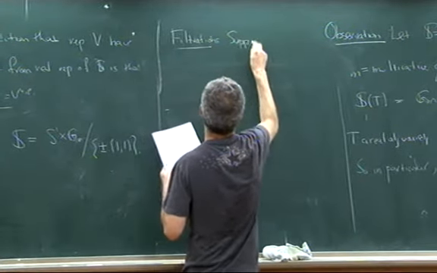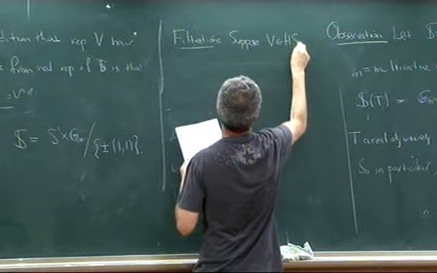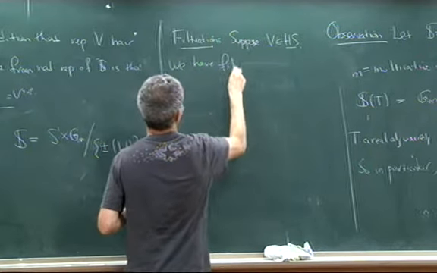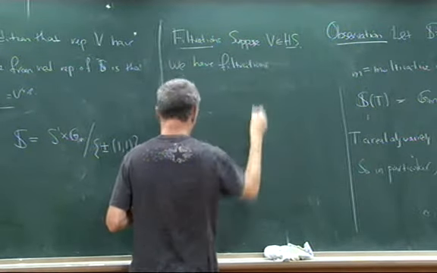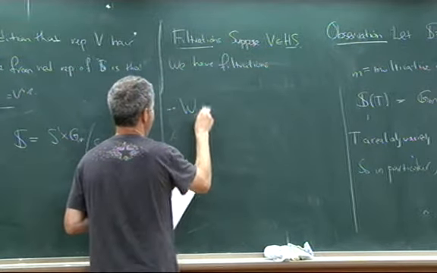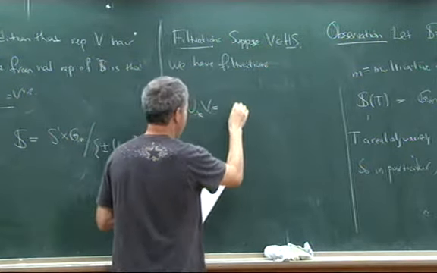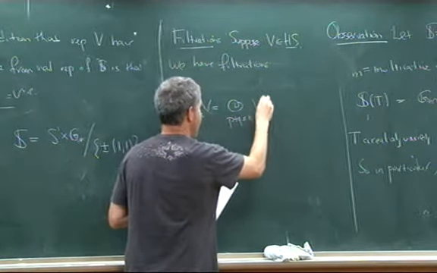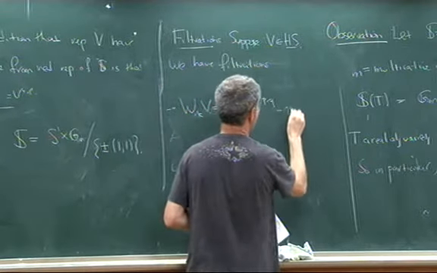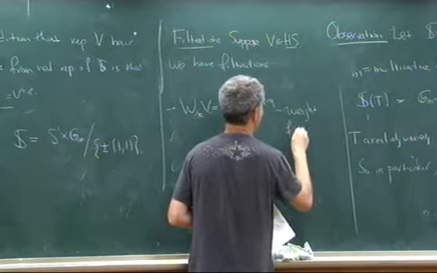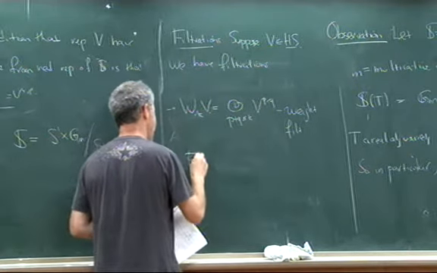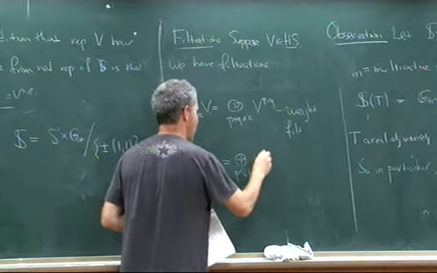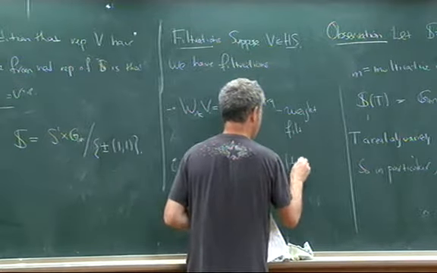Okay, so suppose V is in HS. We have these filtrations. WK of V, by definition, is the direct sum over P plus Q less than or equal to K of VPQ. That's called the weight filtration. And then FP of V is the direct sum over P prime bigger than or equal to P of VP'Q. That's called the Hodge filtration.